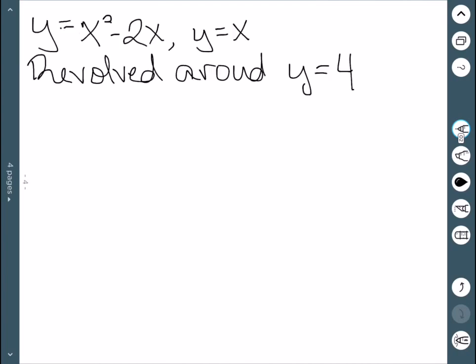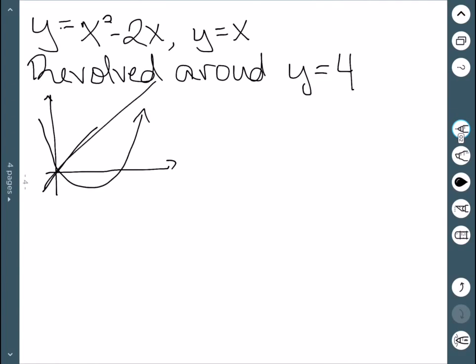We'll look at one more example. This time, I have the graph of x squared minus 2x and the graph of y equal to x. And we're going to go around the line y equal to 4. Our first step, this time we're going to use the disk shell method since we're revolving around a horizontal line. That's going to be closer to the x-axis.